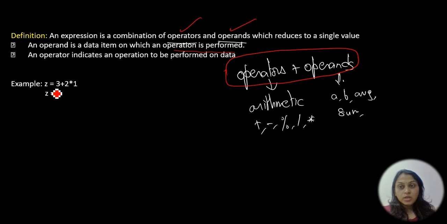So let's see this example. Here z is equal to 3 plus 2 star 1. These are the operators, plus and star, and the operands are 3, 2, 1. These are just values, not performing any operation. 3 is just a number. Whereas plus has a meaning: it has to perform addition. Star means it has to perform multiplication. It is saying something, and that is an operator. An operand is just a single value or a variable, whatever it may be. So this is an expression, and it is reduced to a single value.